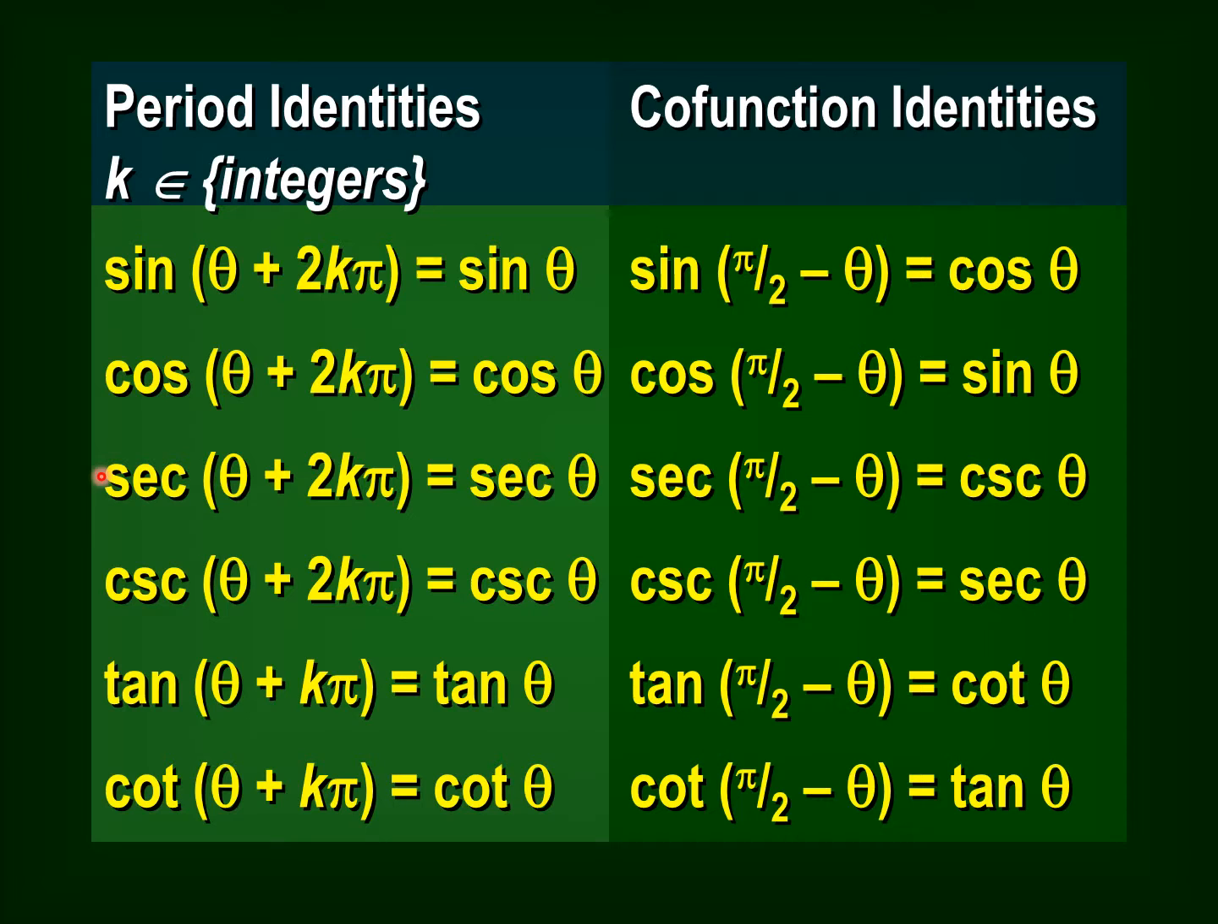We also have what are called the period identities, which say that sine of theta plus some multiple of 2 pi, that's what the K stands for, is the same as just saying sine of theta. Remember, if you're taking sine of an angle and you add 360, you're technically at the same angle. Adding 360 and adding 2 pi is the same thing.